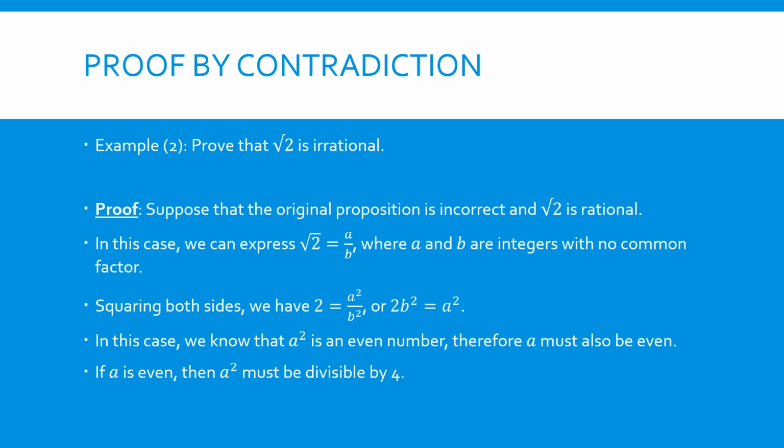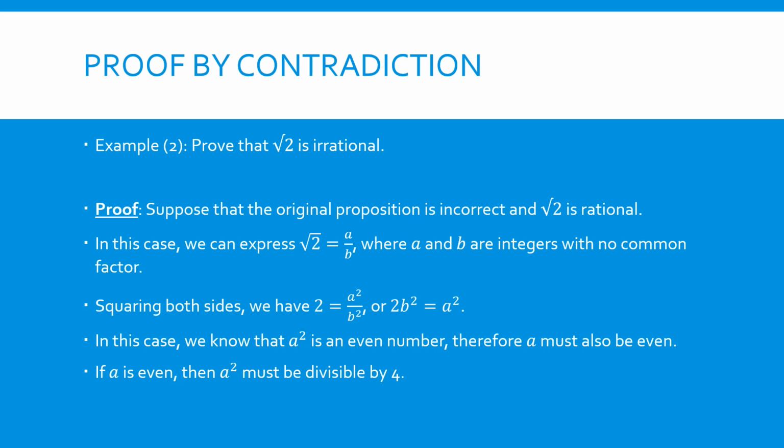Based on the definition of rational numbers, we can express square root 2 as a over b, where a and b are integers with no common factors. Squaring both sides, we get 2 equals a squared over b squared, or a squared equals 2b squared. In this case, a squared is an even number, and therefore a is also an even number.